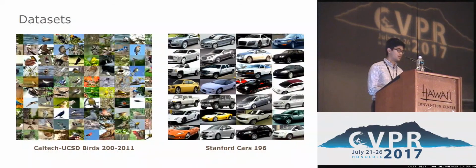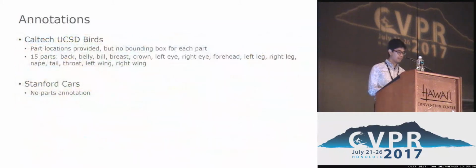We use Caltech-UCSD Birds dataset and Stanford CARS dataset. For the Caltech-UCSD Birds, part locations are provided, but the bounding box for each part is not provided. And there are 15 parts, and each of the parts corresponds to parts of the bird. And in Stanford CARS, no part annotations are provided.